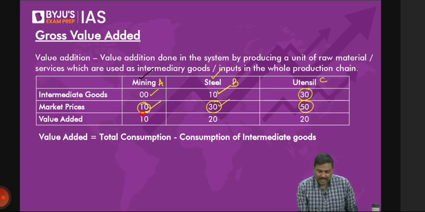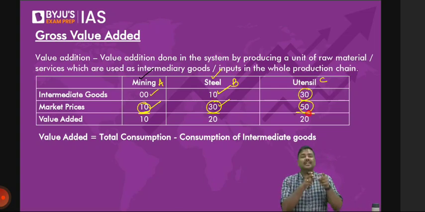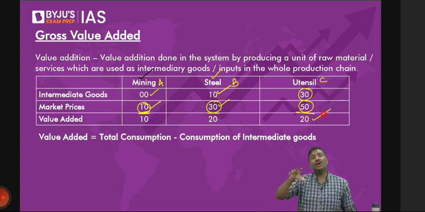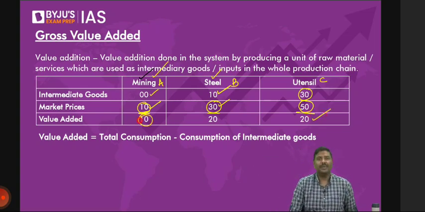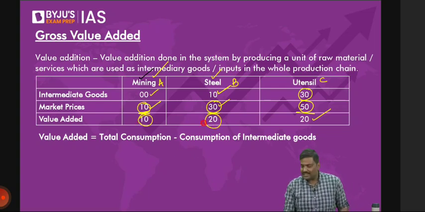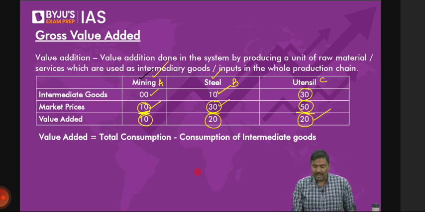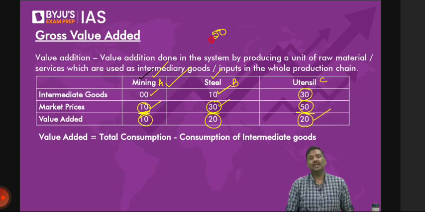So basically what we will do is calculate the value addition done at every step, and that will give us the gross value addition. In step 1, value addition is 10 rupees. In step 2, value addition is 20 rupees. In step 3, value addition is again 20. So the total value addition done in this sector is 50 rupees. Now this is from one sector.